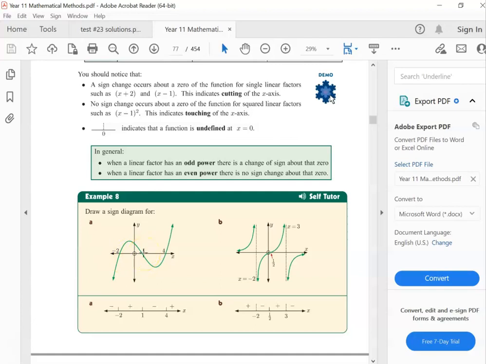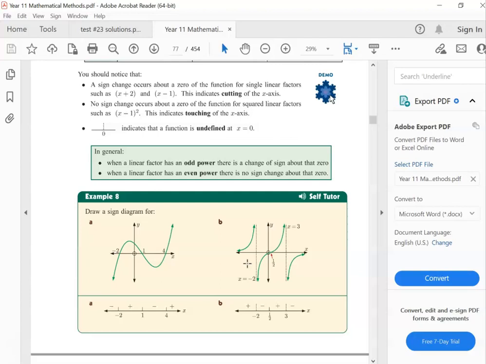The other thing that you have to put on your sign diagram are these things here. What are they called again? Asymptotes. Vertical asymptotes. And when do the vertical asymptotes occur? When the denominator equals 0, that's when you're going to have a vertical asymptote.